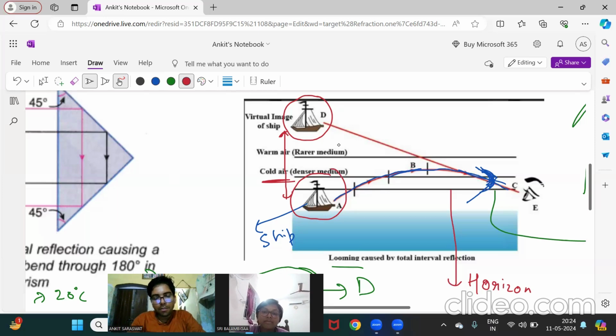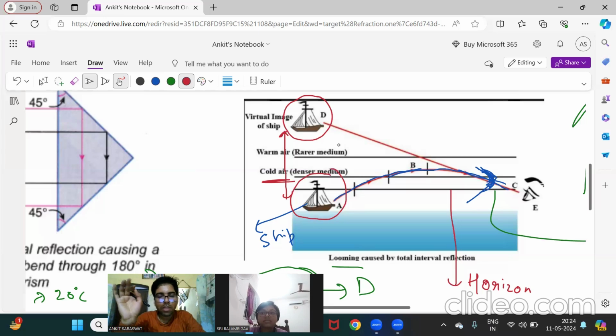Then you will see that you are not feeling okay there. But when you reach the sea, you are feeling okay. Why? The reason is this. You will find the sea bridge, land bridge. You understand what a land bridge and sea bridge are? If you understand that, then there is nothing to worry about while understanding this looming topic.